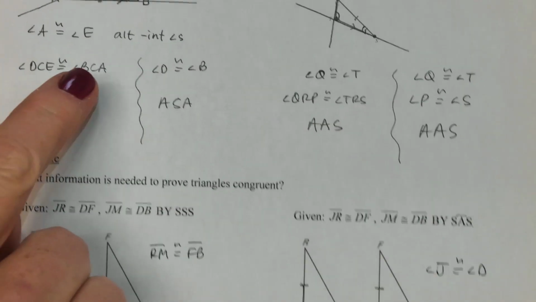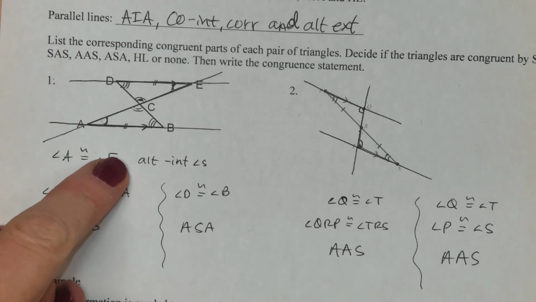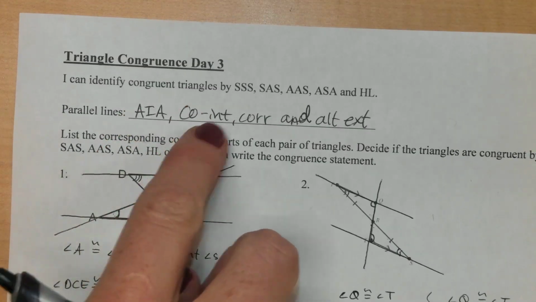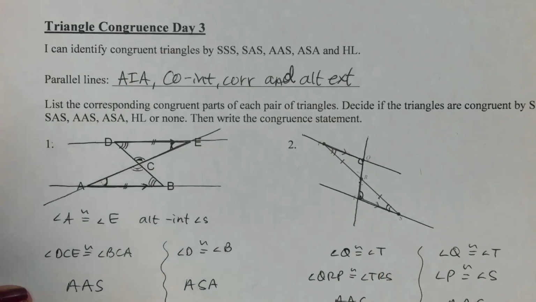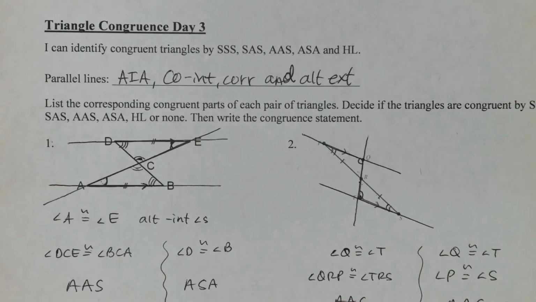So today the big focus is on parallel lines now. And when we have parallel lines, we're going to be naming one of those four types of angles for sure in our picture in order to get them congruent.